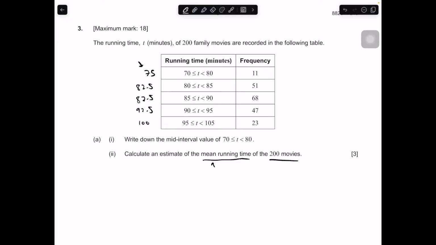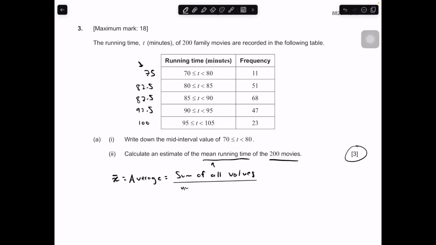So what is our average? How can we find the average? To be honest, there's actually an easier way using spreadsheets, but calculate an estimate of the mean running time of the 200 movies. A 3-mark question sounds like they're going to want to see some process. So the average, which we can also call x bar, is equal to the sum of all values. So we're taking every single runtime of all of these movies, adding the length of each of these movies, sum of all values, divided by in this case, the number of values.